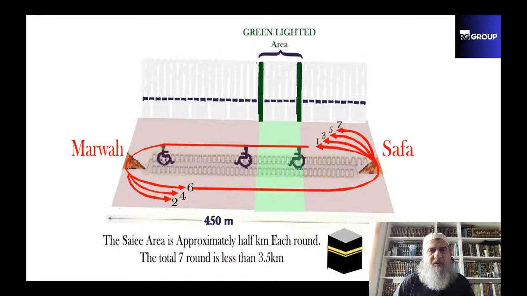And if you add the tawaf around the Kaaba as well, then you could easily be doing something around 7, 8, maybe 9 kilometers. And if you've been walking from the hotel and a little bit of extra walking, then potentially 10 kilometers.